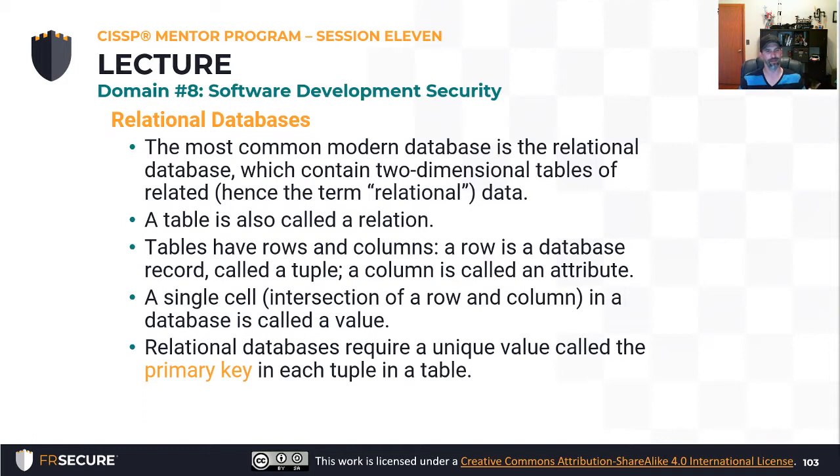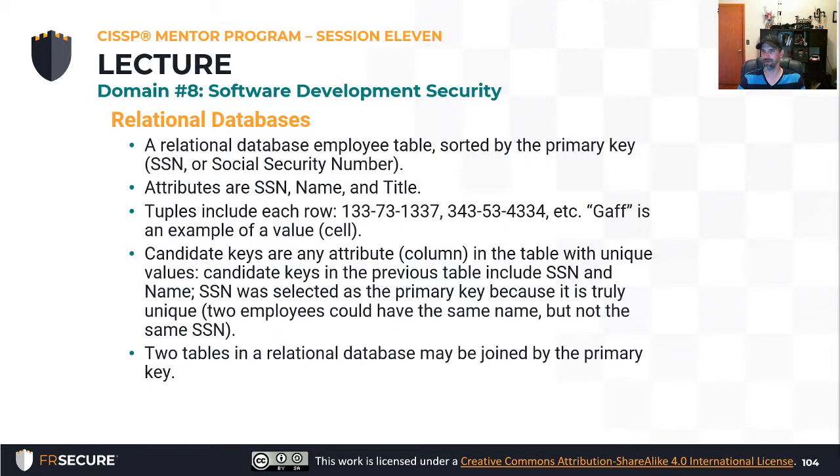But basically, in a relational system, I don't know if I've ever heard anybody call it a tuple, but I have heard columns called attributes. But anyways, a row is a database record, and a column is generally the attribute. A single cell, the intersection of a row and a column, is the value. And relational databases require a unique value called a primary key in each tuple in a table. The reason is they rely on that key to ensure uniqueness in the data, and that you're not getting duplicity.